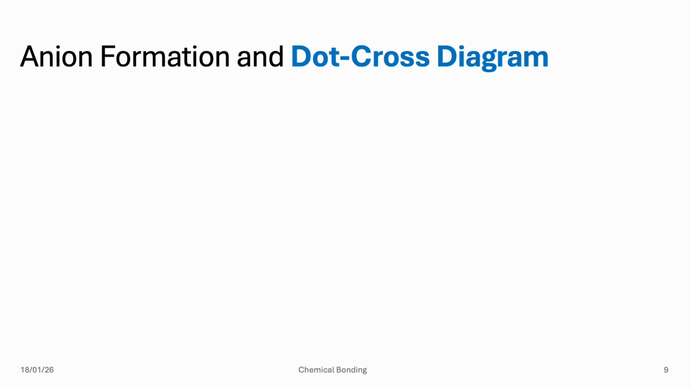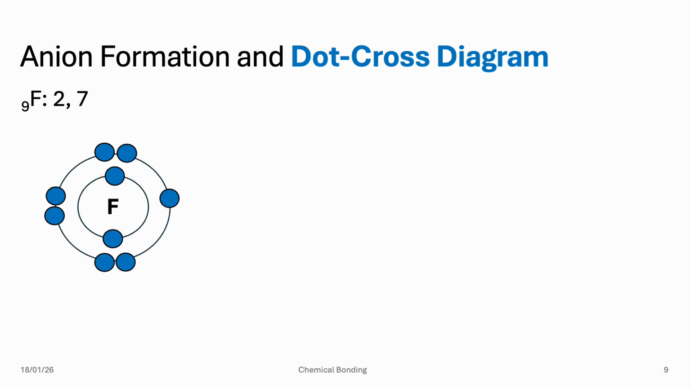Okay, now we analyze the dot cross diagram of anion formation from group 17. Take fluorine as the example. So fluorine has 2, 7 configuration. 7 is the outer shell electron or the valence electron. So this fluorine will gain 1 electron.